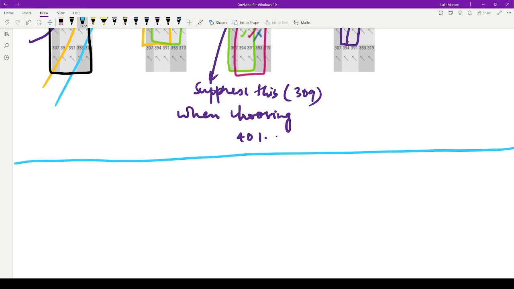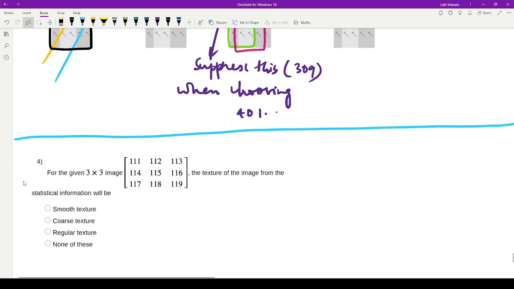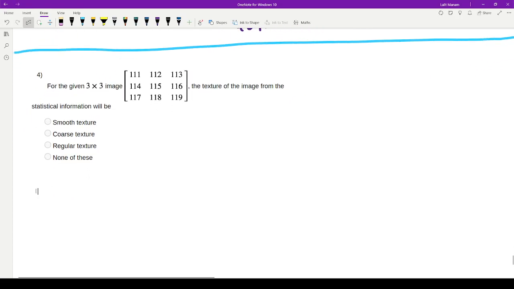Since we did not discuss texture, but we have to do a question on that, we might discuss some texture here. We have this specific question for a given 3 cross 3 image. It's a very small image. The texture of the image from the statistical information will be what? What are the statistics that you can compute for the image texture? Anyone?